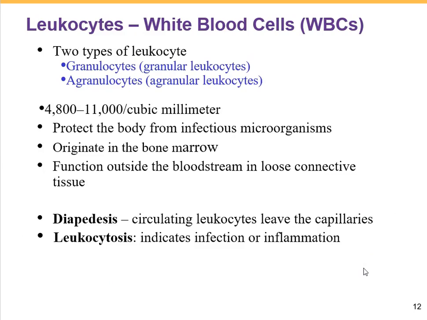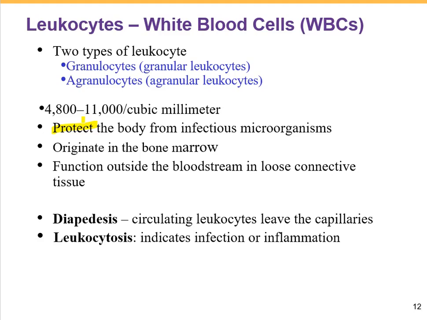Leukocytes are between 4,100 and 11,000 white blood cells per cubic millimeter of blood. And as you saw, we divided them based on their appearance into granulocytes and agranulocytes. White blood cells are essential for protecting the body from infectious microorganisms such as bacteria, fungi, parasites, and viruses. They're like the body's defense force against invaders.